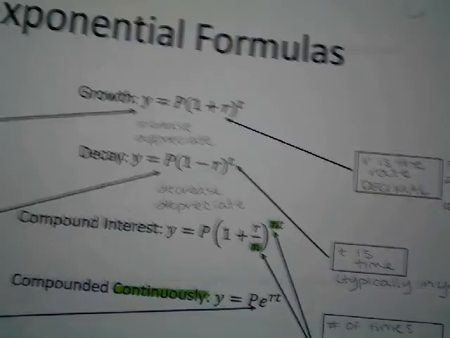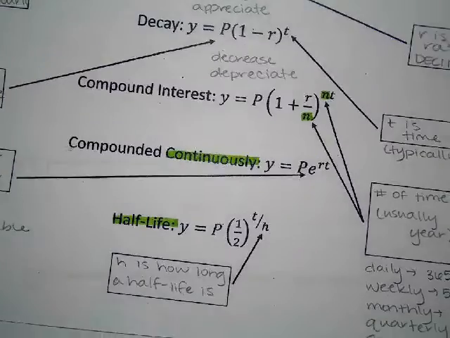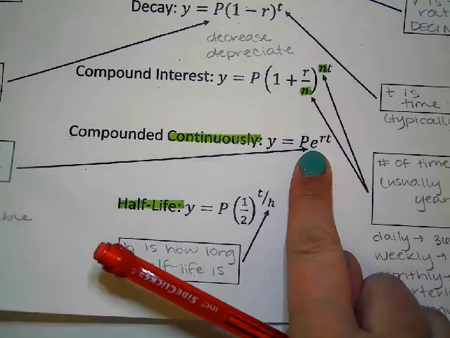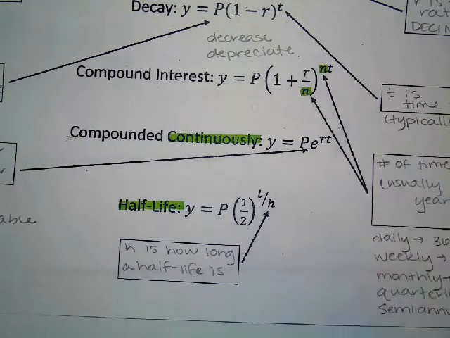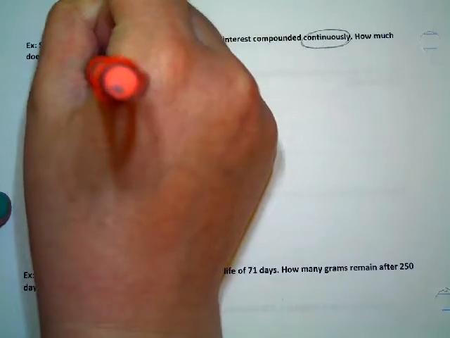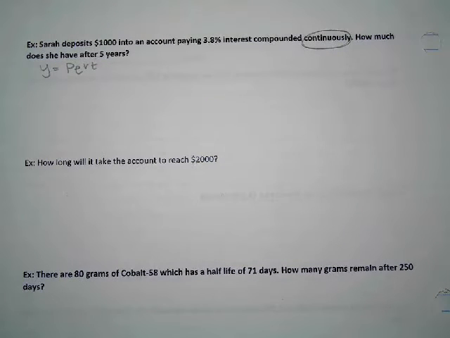So if we look at the formula sheet, we can see that one of them says compound continuously. That is PERT. People really say PERT. That's how they remember the formula. And so that's the formula we're going to use, y equals PERT. So I'm going to go ahead and write that formula down, y equals P e to the rt. It means that the interest is constantly being compounded instead of being compounded 3 times a year or once a year or 5 times a year or whatever.